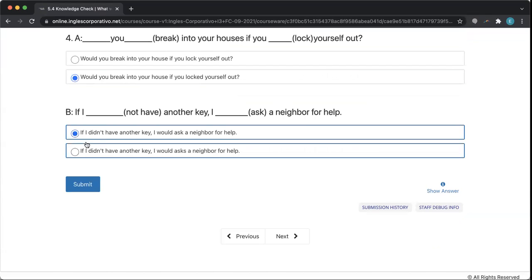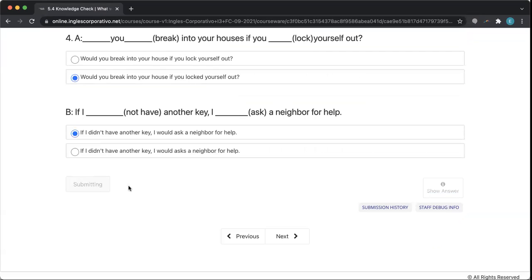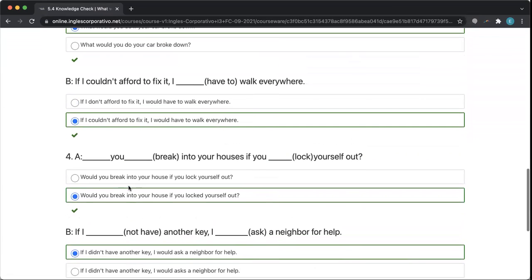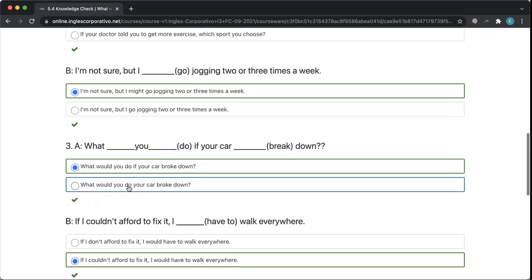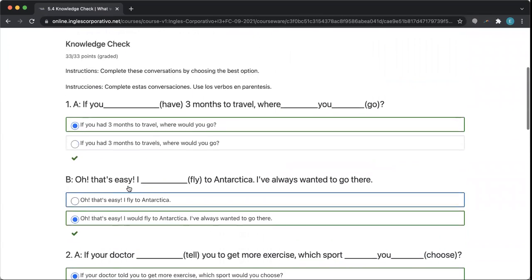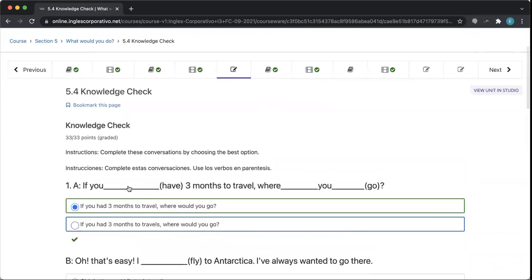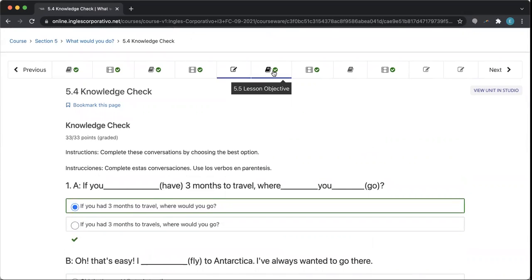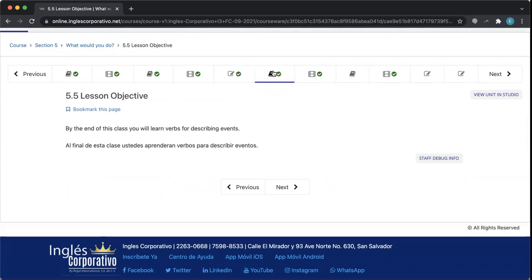Okay. All right. Let's take a look at how we did. Excellent job, guys. Now we understand how to use the conditionals. Those are the correct ways. All of those are correct. Good job. Very good job. So make sure to complete it also in your platform, okay?